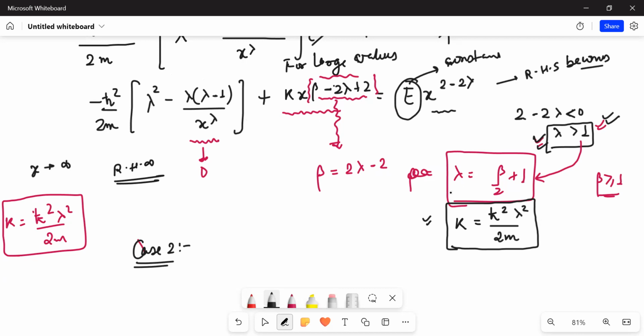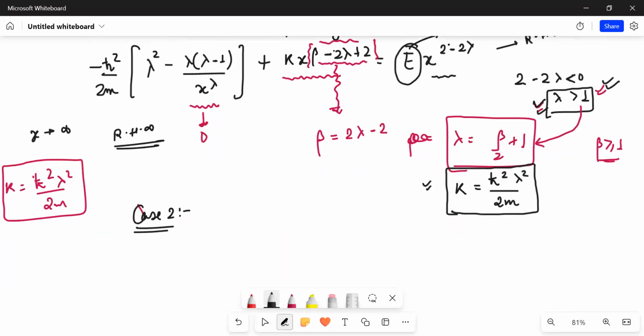And in this particular scenario, lambda should be equal to beta by 2 plus 1, because if this is 0. Okay. Now, case 2 may arise, that one may think, what if lambda is less than 1? If lambda is less than 1, then things won't work. Why won't it work? Because then with certainty, both sides are tending to infinity. So you cannot say anything about this, because if lambda is less than 1, this quantity will go towards infinity, right?